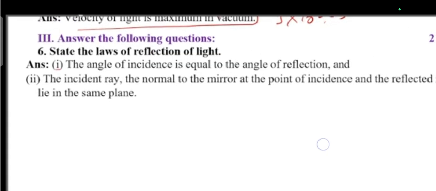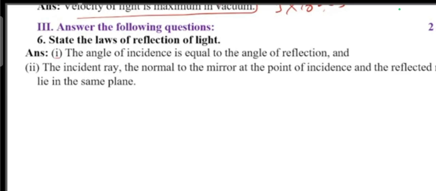Next one. State the law of reflection. The angle of incidence is equal to the angle of reflection, and the incident ray, the normal to the mirror at the point of incidence, and the reflected ray are lying in the same plane.